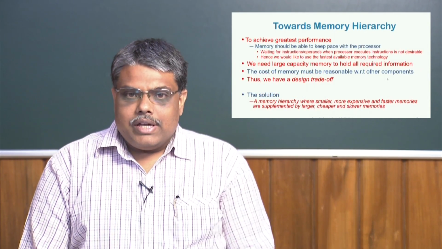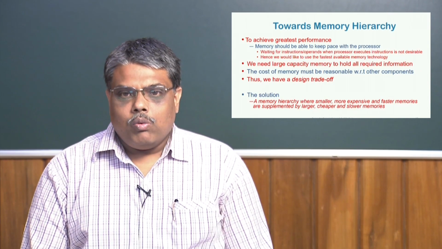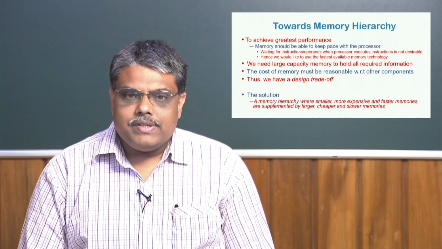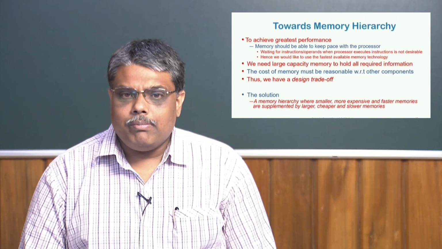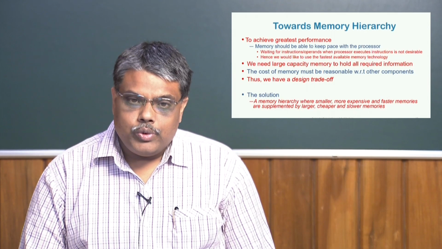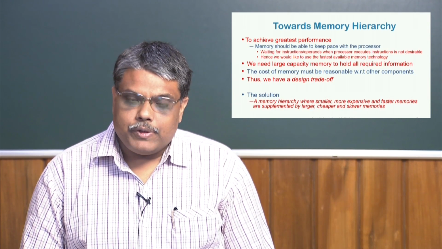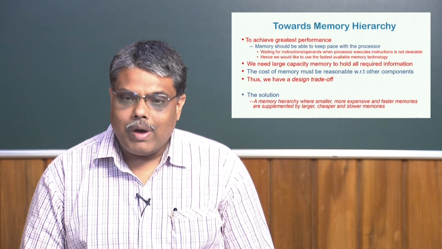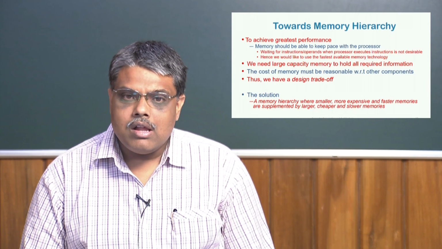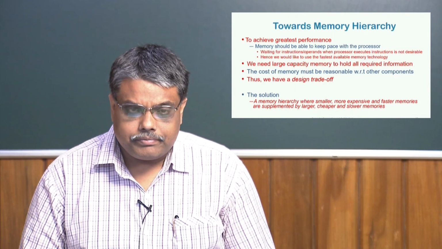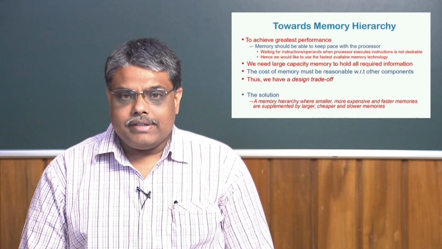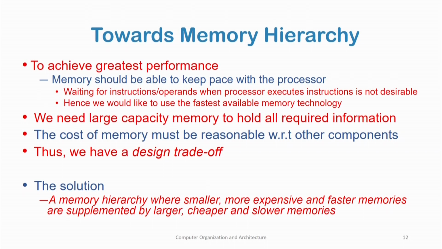So, to achieve the best performance, what would we desire? We would desire a very large capacity memory which can hold all our programs and data and which works at the pace of the processor. That means, if a processor requires a memory word in one cycle, it is available in the processor from memory in the next cycle itself. However, in practice, given the cost and performance parameters we saw, it is difficult to achieve.